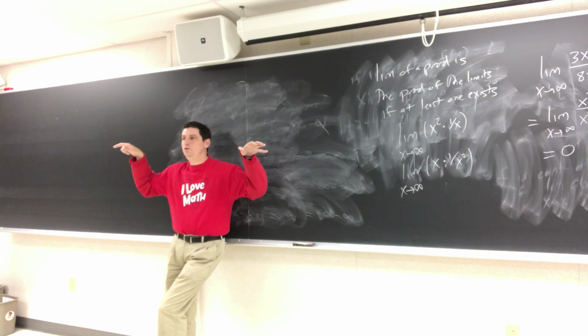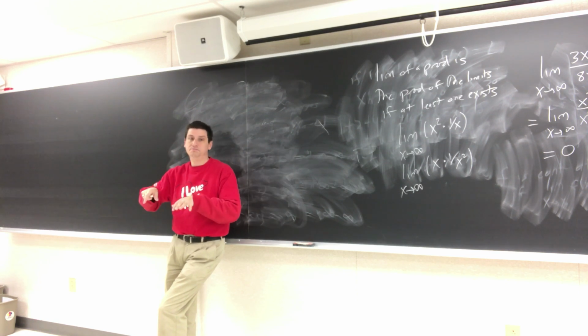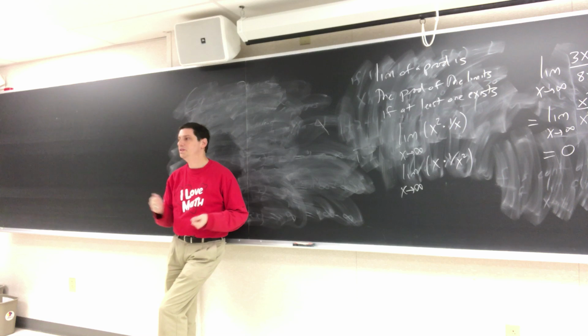And then all the results you have follow similarly. If I have 2 vector sequences and I add them, the limit of the sum will be the sum of the limits so long as they exist. And everything just proceeds as before.